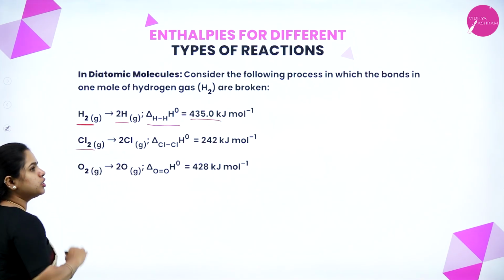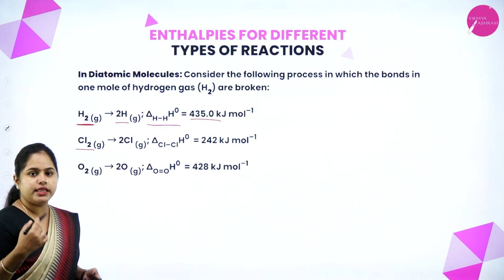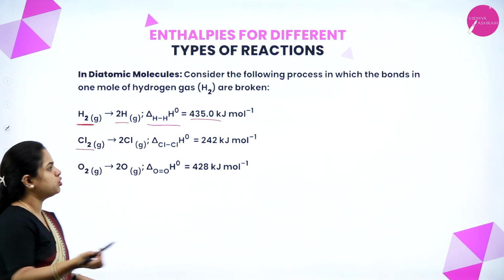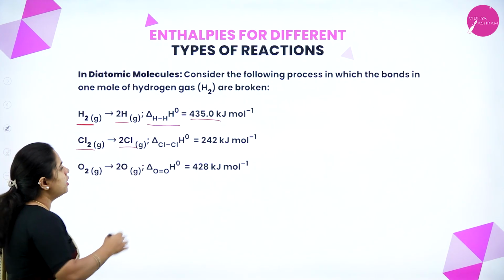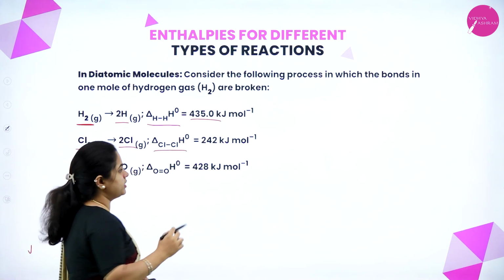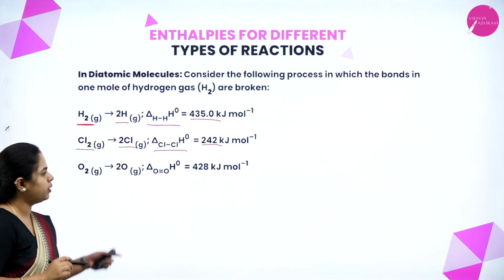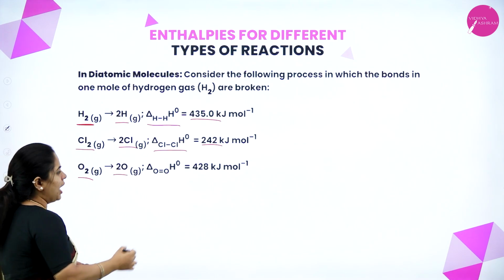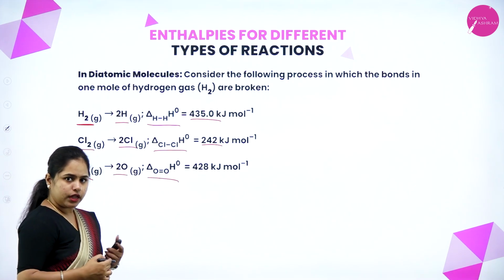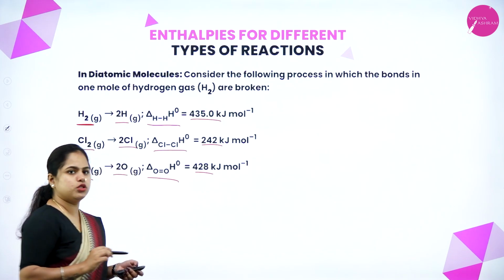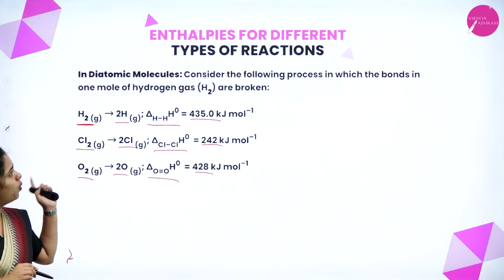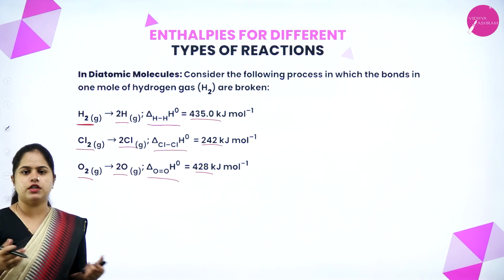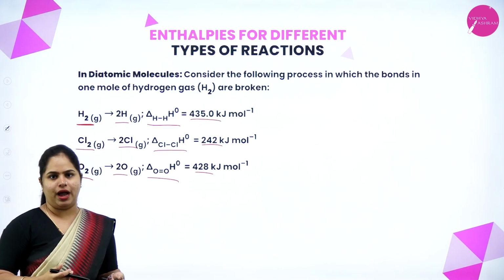In the case of Cl2 also, the enthalpy of atomization means Cl2 is broken down into 2 atoms of chlorine, and the standard enthalpy of atomization is 242 kilojoule per mole. Next is O2, broken down into 2 atoms of oxygen, and the enthalpy of atomization is 428 kilojoule per mole. So this is in the case when these are diatomic molecules. Diatomic molecules means it will further break down into only 2 atoms.